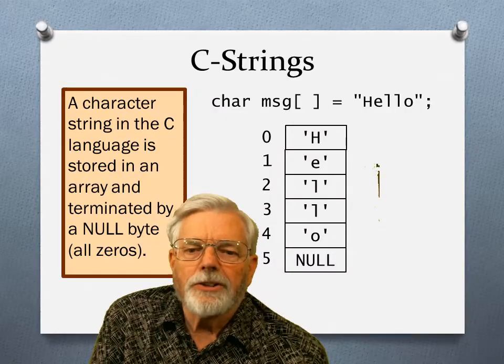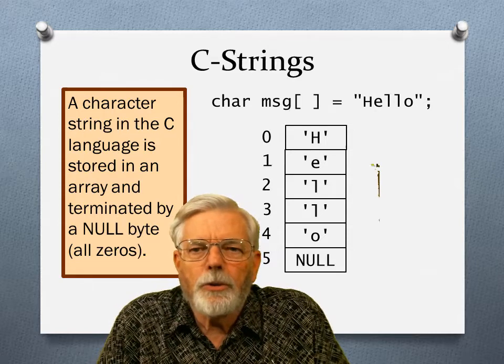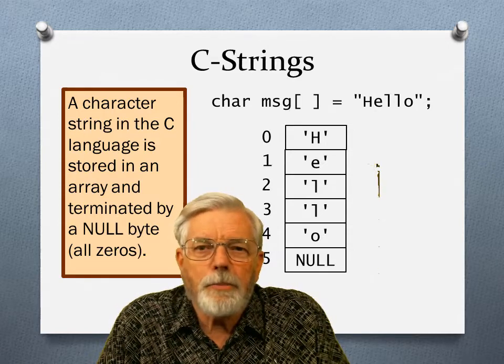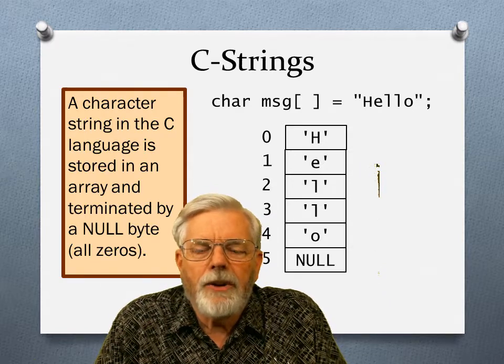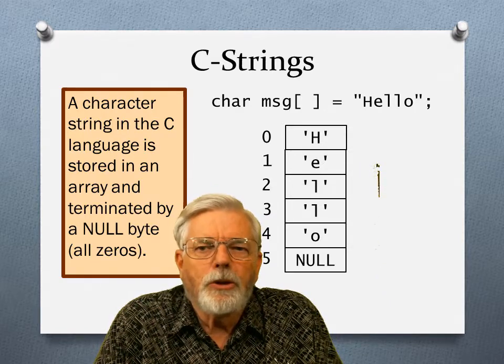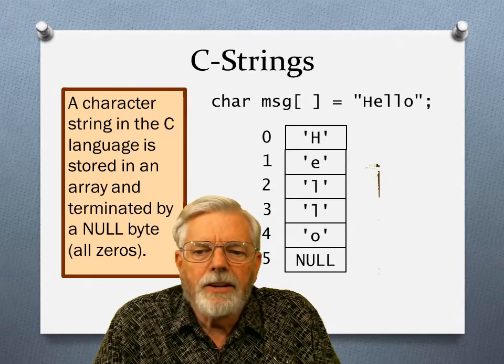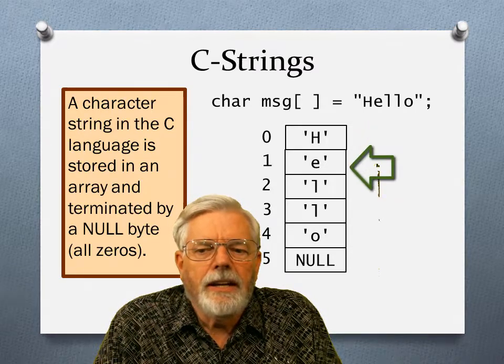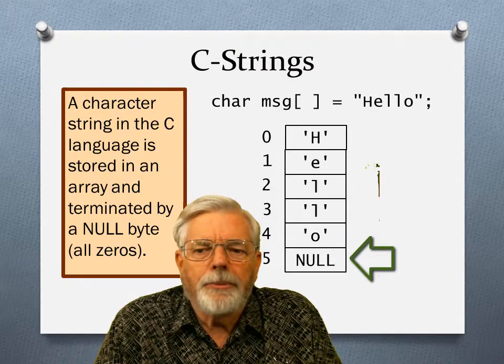Let's look at C strings. A character string in C language is stored as an array of characters and is terminated by a null byte, which is all zeros. So if I have char message equals, quote, hello, H-E-L-L-O, what I get is H-E-L-L-O, and then the null byte.